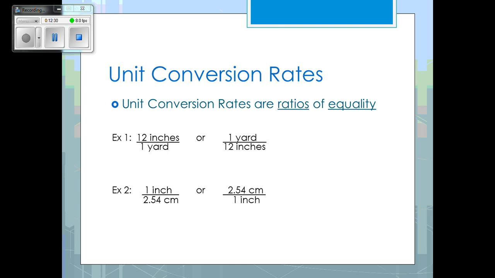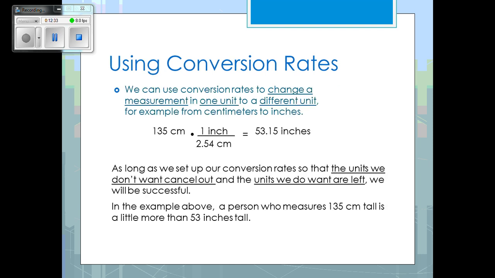Let's see how we can use those to solve a problem. We can use conversion rates to change a measurement in one unit to a measurement in a different unit, for example, from centimeters to inches. So let's say that we start with a measurement of 135 centimeters. Let's say I measured how tall you were in centimeters, and I found you were 135 centimeters tall. But because we think more frequently in inches, we want to convert it to inches. So I'm going to take my 135 centimeters and multiply it by the conversion rate, 1 inch over 2.54 centimeters.